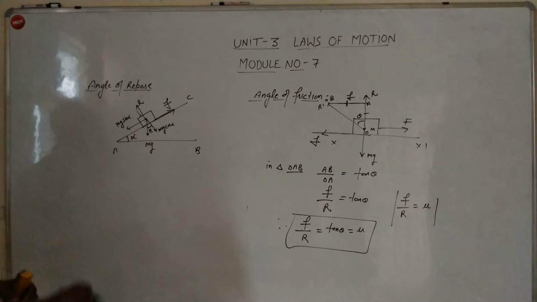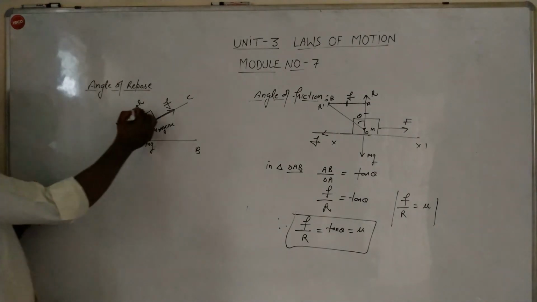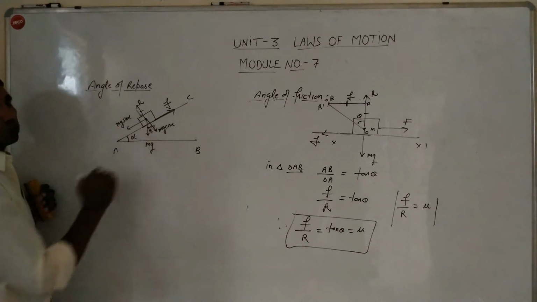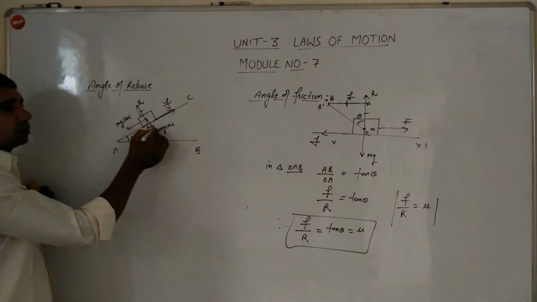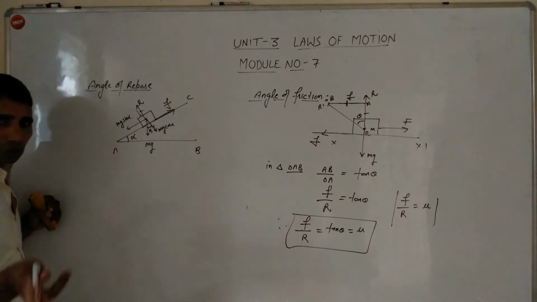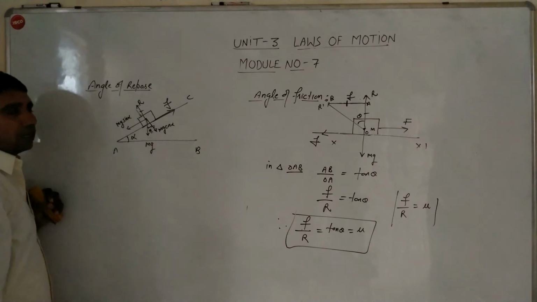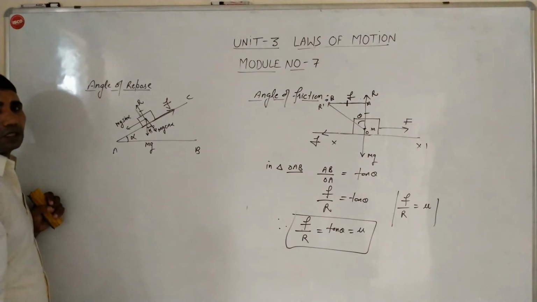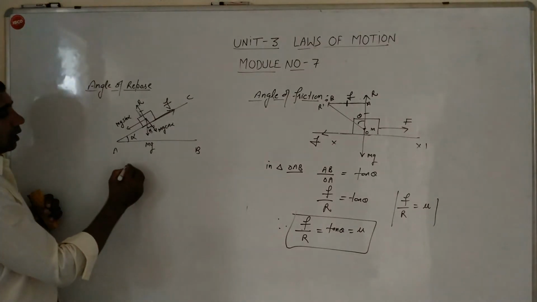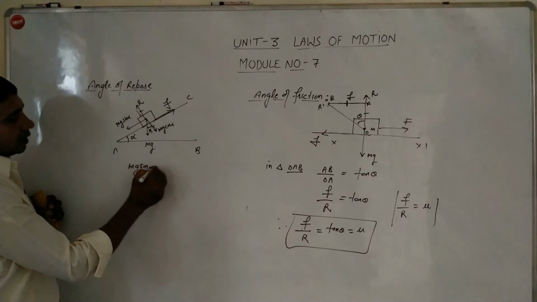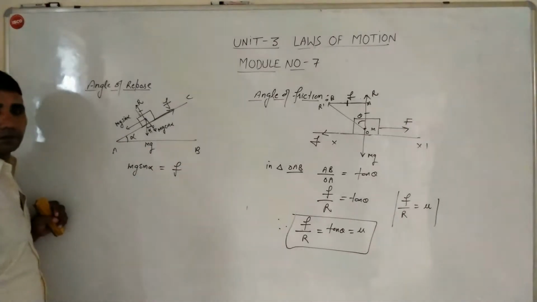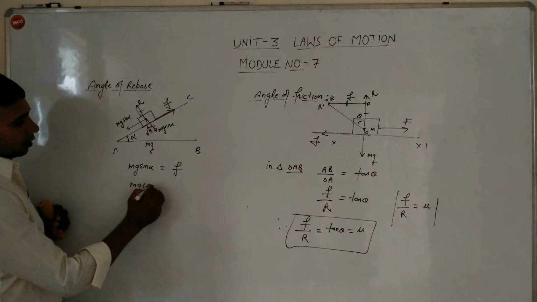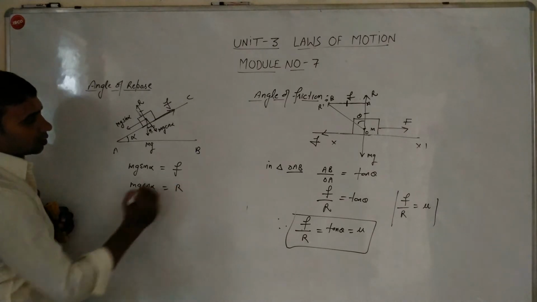So from this geometry, the normal reaction R acting on the body just balances mg cos alpha. So this force cancels this force. There are two forces on the body: one is mg sin alpha, and the other is the frictional force F. Therefore, mg sin alpha is equal to the frictional force F, and mg cos alpha is equal to the reaction force R.